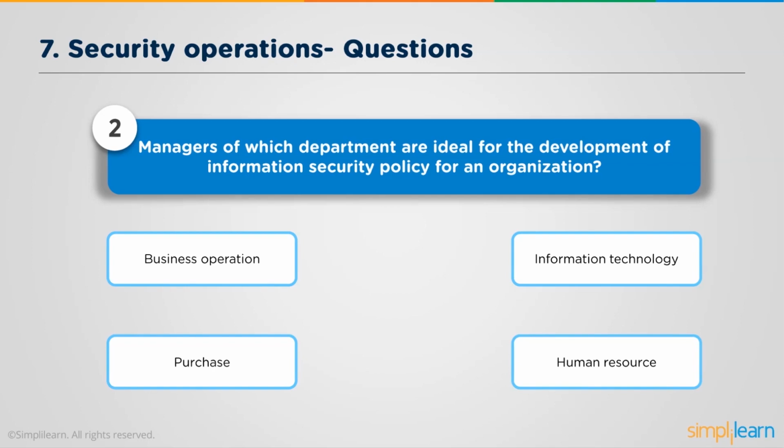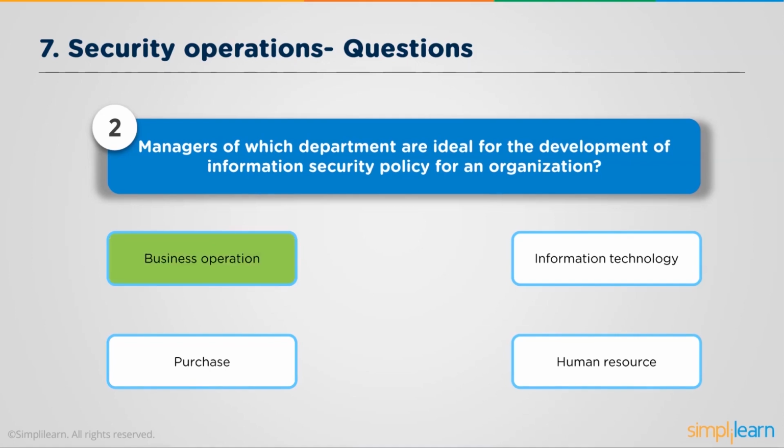And when we say information security policy, we would obviously assume that the IT department is going to deal with it, the information technology department in this case. But that's incorrect. It is the business operation. Why? Because right from the first domain, we are taught in the CISSP training that security needs to enhance business functionality, not the other way around.